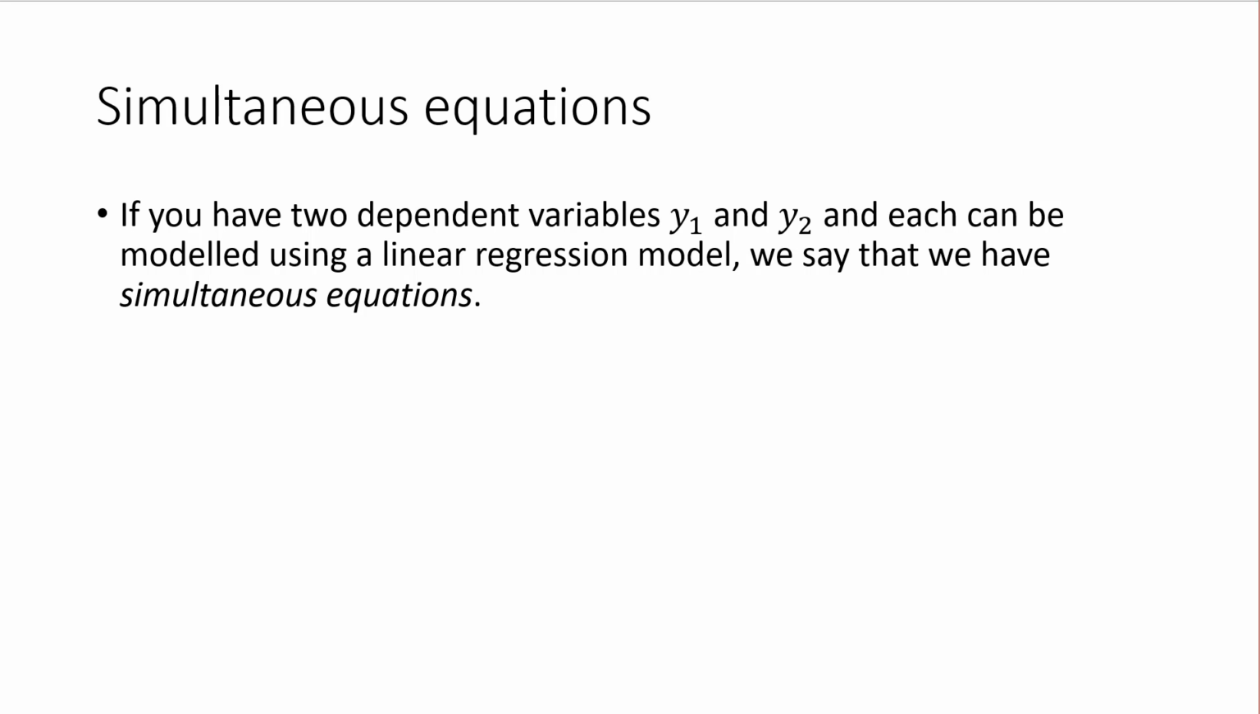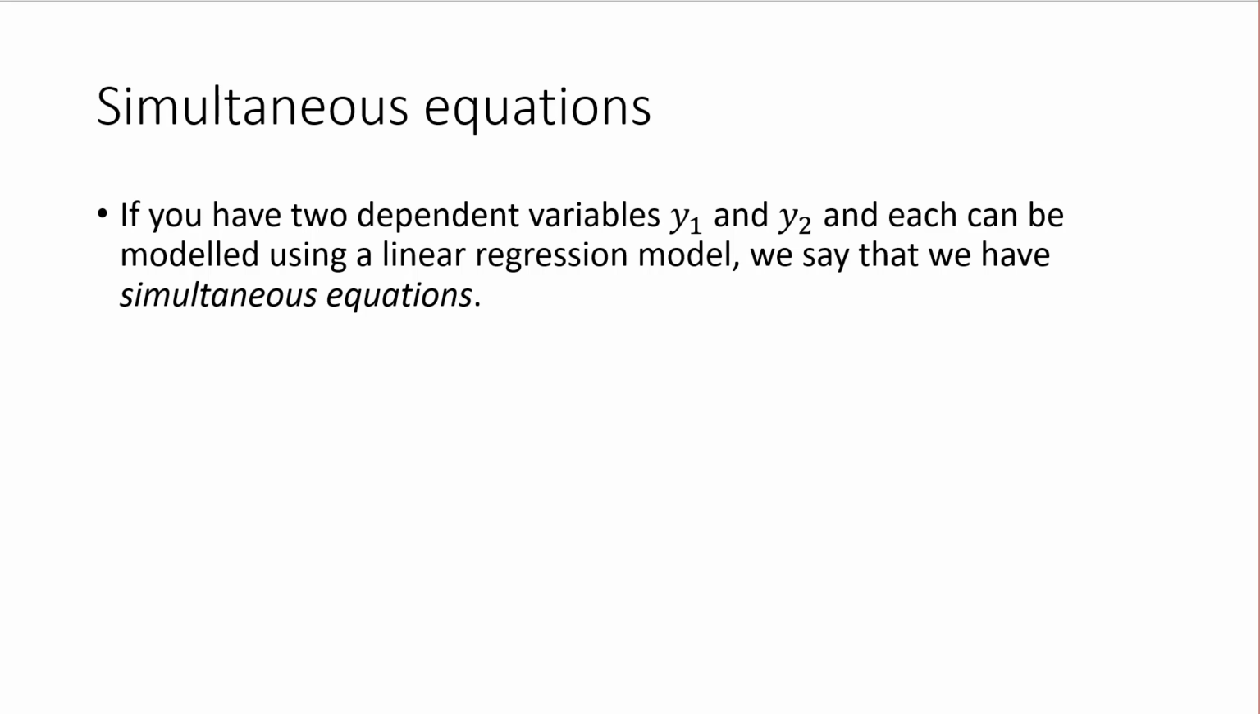Let's say that you have two dependent variables. We can call them y1 and y2. And let's say that each one of them can be modeled using a linear regression model. In that case, we say that we have simultaneous equations. For a concrete example, let's say that I'm trying to figure out the demand for gasoline and the demand for oil. And I assume that each of the variables can be explained by a linear regression model.